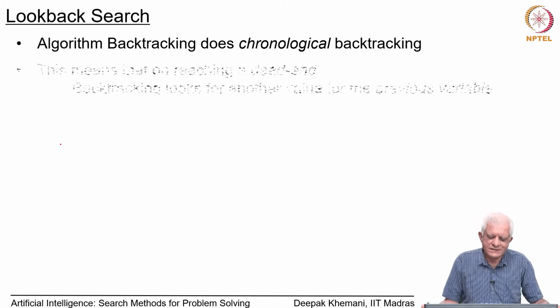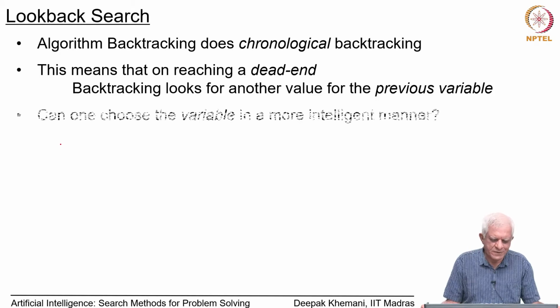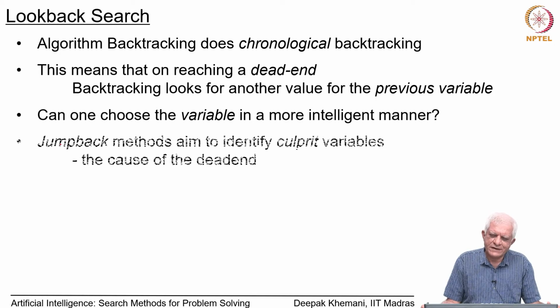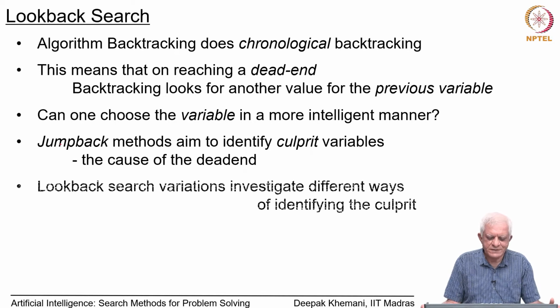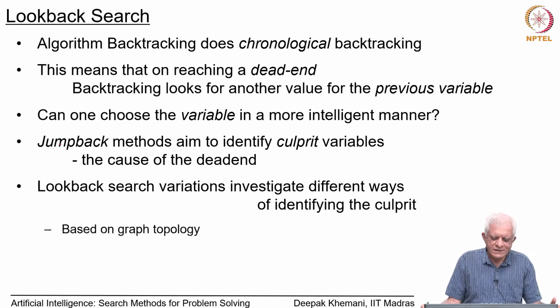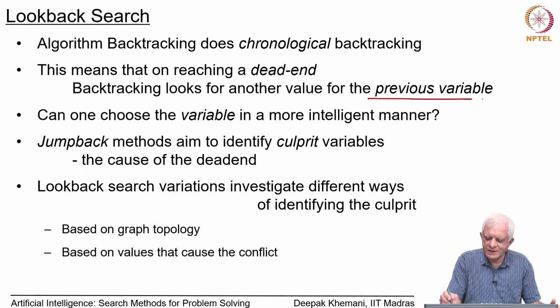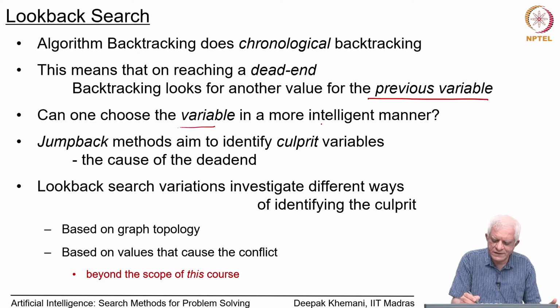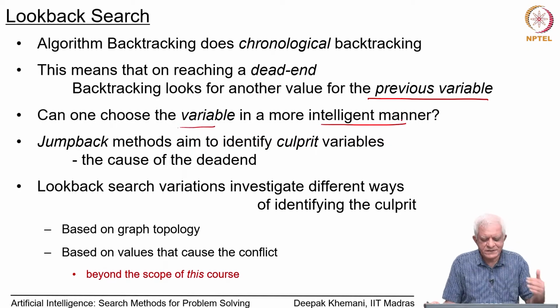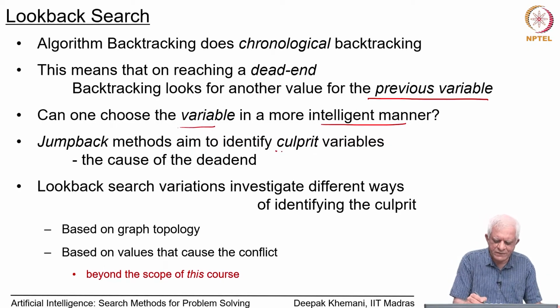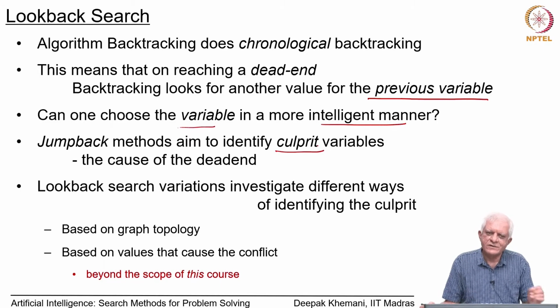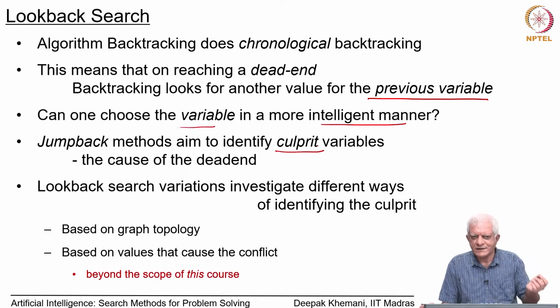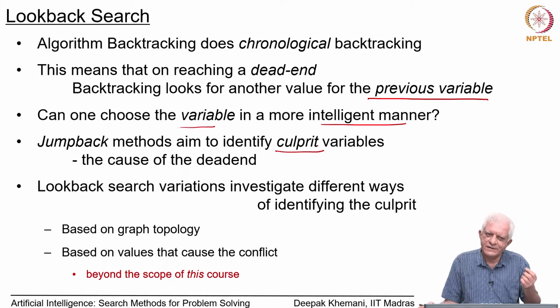I had mentioned look back search. So, let us talk a little bit about that. Backtracking does chronological backtracking. This means that when you reach a dead end, you go back to the previous variable to look for a new value. Can one choose a variable to which you want to give a new value in some intelligent manner? And there are these jump back methods that aim to identify what is called a culprit variable: the variable which led to the inconsistency or which led to the dead end, and you directly jump back to that variable.